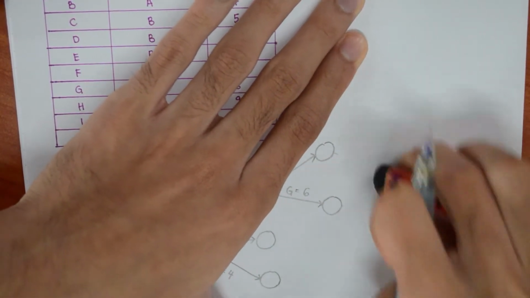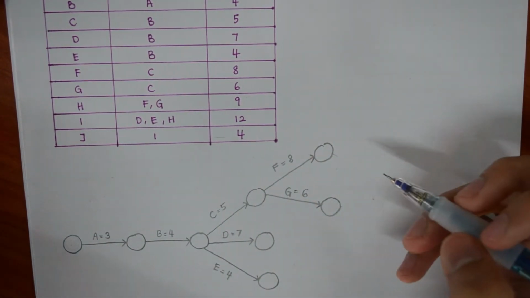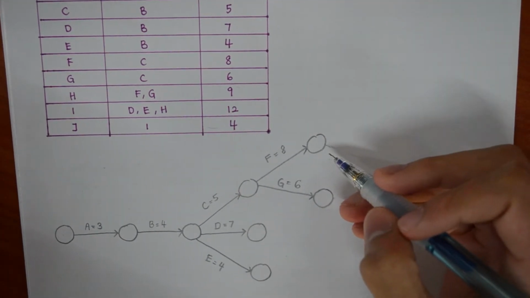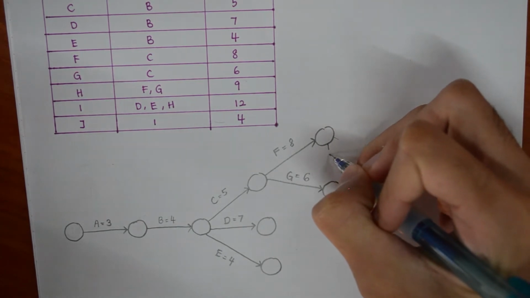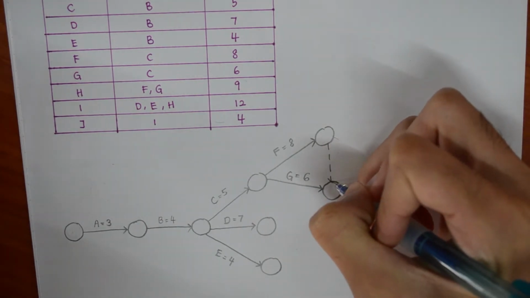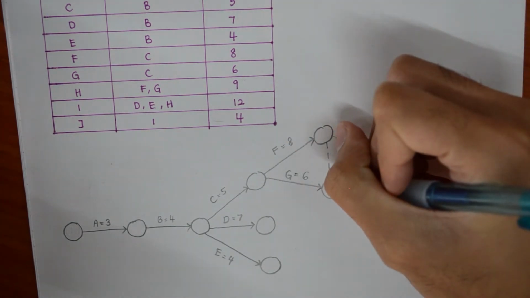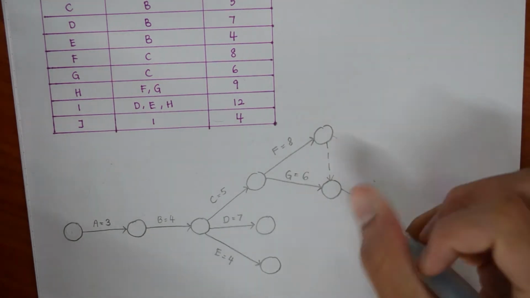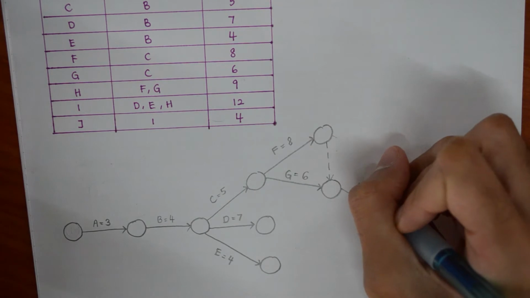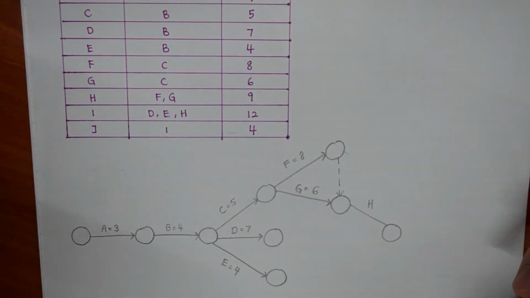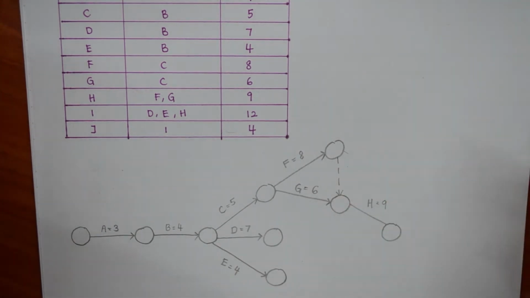So let's wipe this off first. To solve this problem, we have to draw a dummy activity. So the dummy activity will have a dotted line like this. Then only can we draw H, the solid line, as usual. Okay, this one is H and H is 9. So H equals 9.